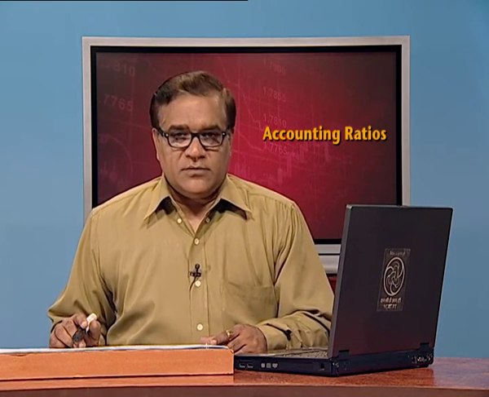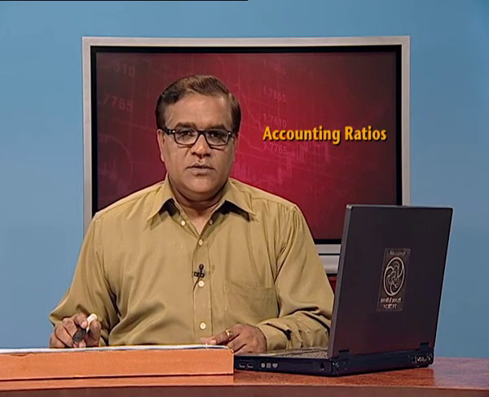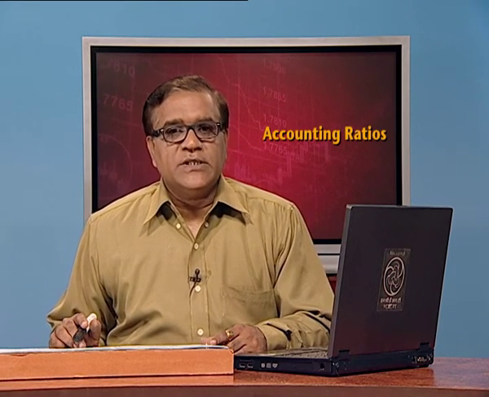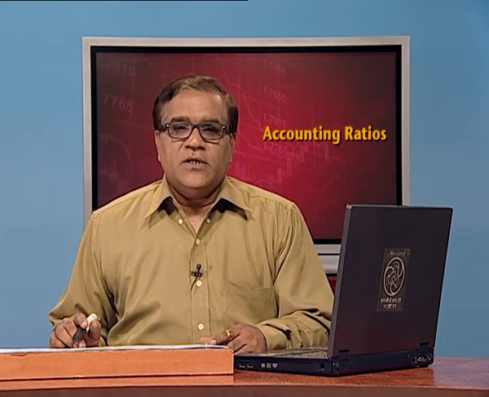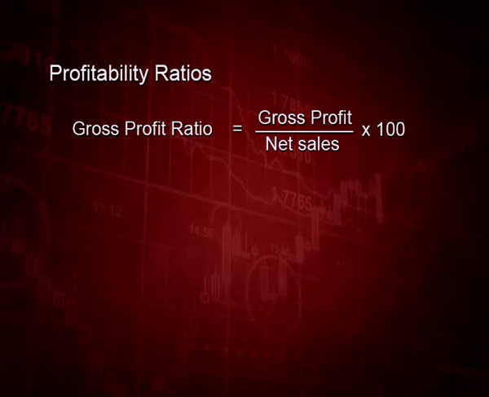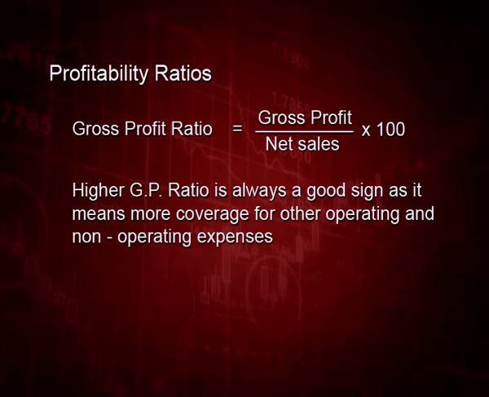Now, the last section, profitability ratios. The first ratio in this is gross profit ratio. Very simple, gross profit upon net sales into 100. Higher gross profit ratio is always a very good sign for the company, as it means more coverage for all other operating and non-operating expenses. That is, we can have some amount for shareholders always.